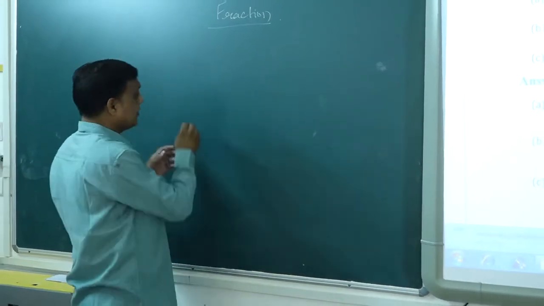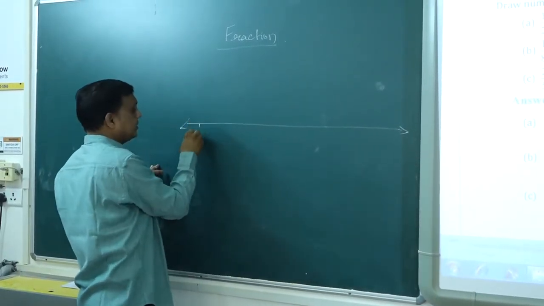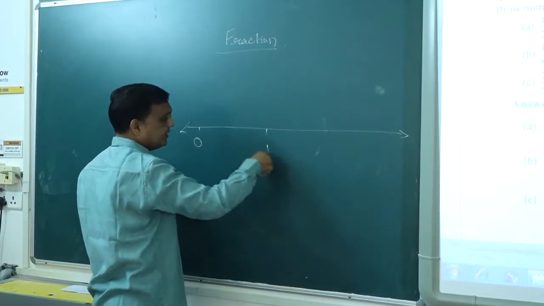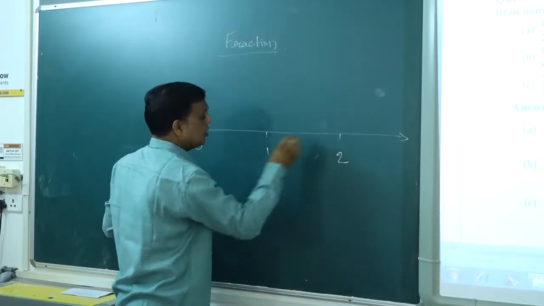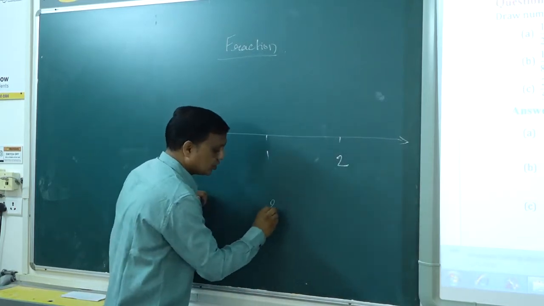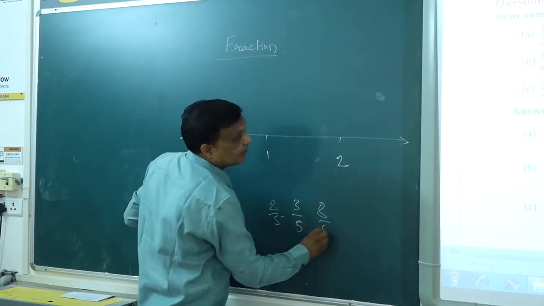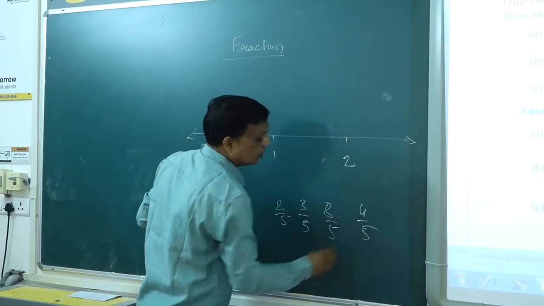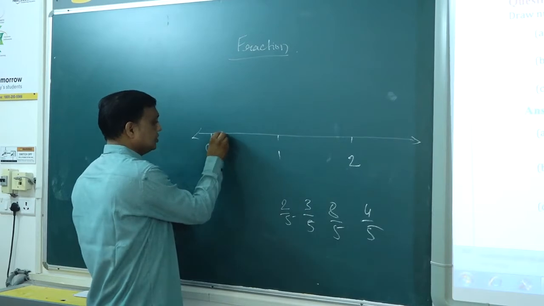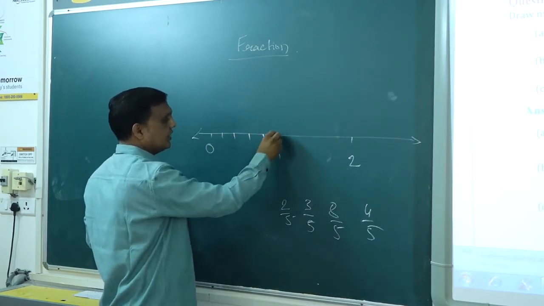Again, you have to draw the number line. After drawing the number line, here is a 0, and somewhere here is a 1, and somewhere here is a 2. Now, how many parts I have to do? I have to divide into 5. Why? Because the question is 2 upon 5, 3 upon 5, 8 upon 5, and 4 upon 5. Now 5 parts I want to divide. So this is 1, this is 2, this is 3, this is 4, and this is 5.